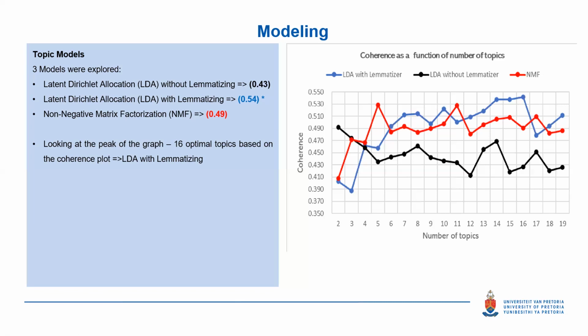The coherence analysis seeks to achieve the optimal number of topics for a given dataset, and hence the LDA model with a lemmatizer was selected as the final model. The LDA model with lemmatizing is consistently outperforming the model without lemmatizing from 4 topics upwards. As you can see, the blue line is consistently above the black line. Likewise, the NMF model performs reasonably well. However, the LDA still had the highest figure at 16 topics.